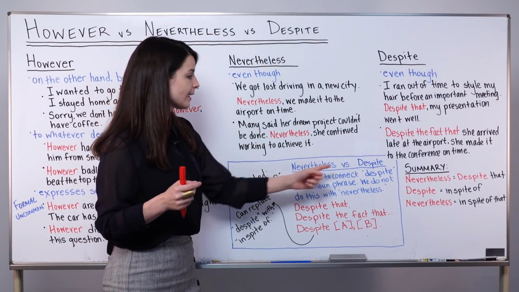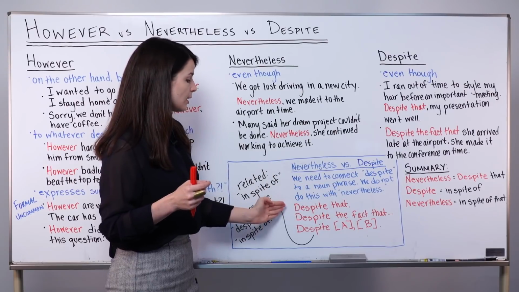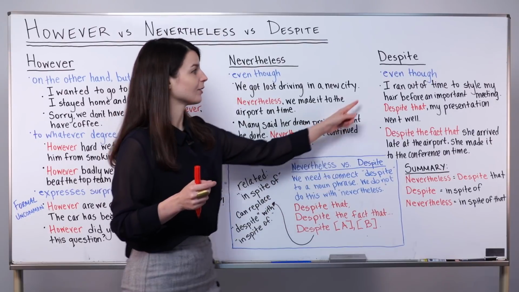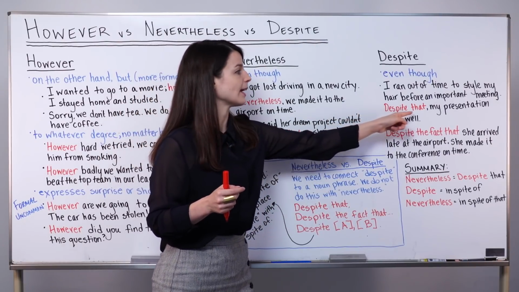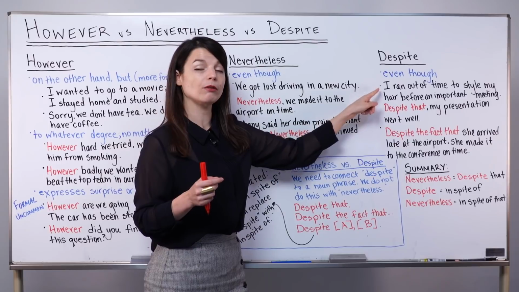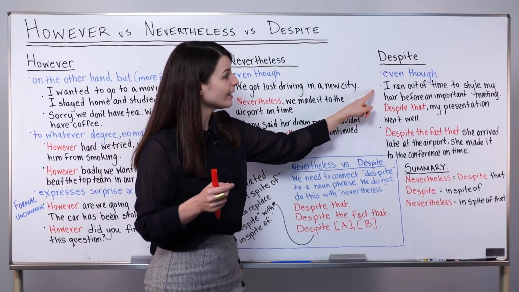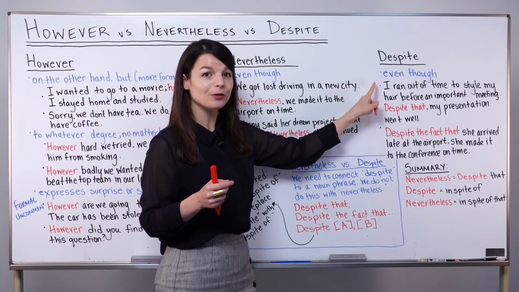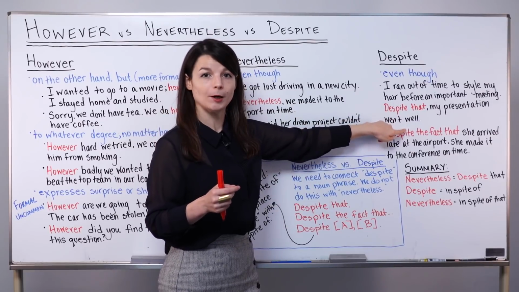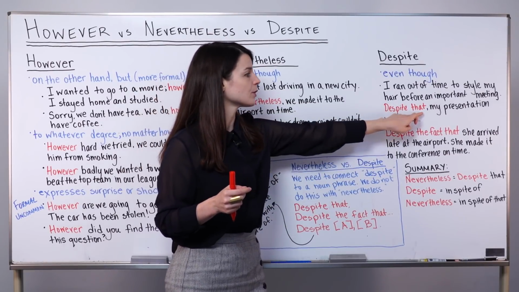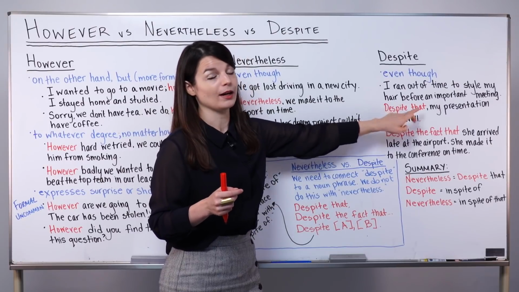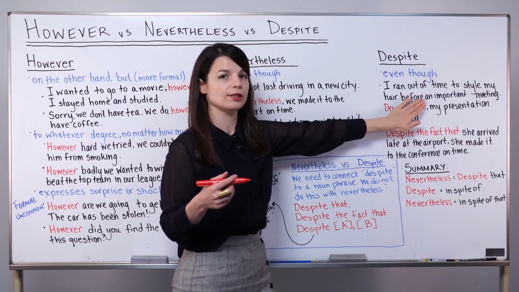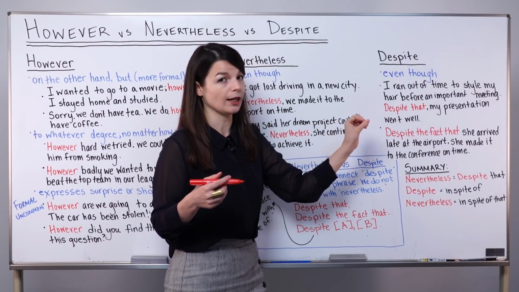So when I say connect despite to a noun phrase, I mean patterns like these, despite that, where that is your A statement. So despite that means the statement that came before. That means despite the fact I ran out of time to style my hair before an important meeting, so even though this happened, my presentation went well. That's what it means. So we have to use that, or maybe this as well. That could be okay, depending on your situation. So we have to use that. We cannot use just despite. We must include that noun phrase.